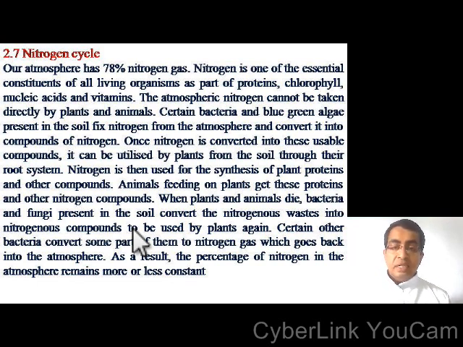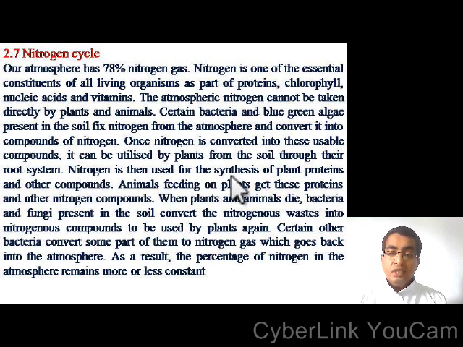Now let us study the nitrogen cycle. Our atmosphere has 78% of nitrogen gas. Nitrogen is one of the essential constituents of all living organisms as part of proteins, chlorophyll, nucleic acids, and vitamins. The atmospheric nitrogen cannot be taken directly by plants and animals. Certain bacteria and blue-green algae present in the soil fix nitrogen from the atmosphere and convert it into compounds of nitrogen. Once converted, it can be utilized by plants from the soil through their root system. This you have already studied in chapter first.